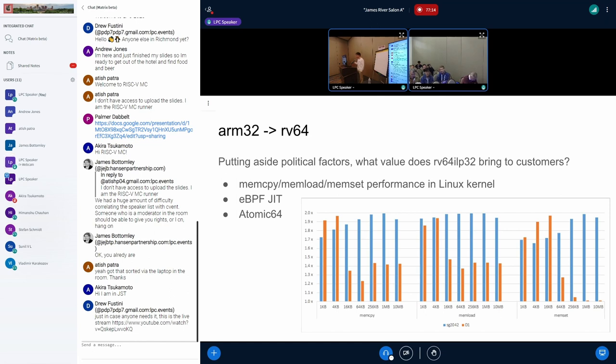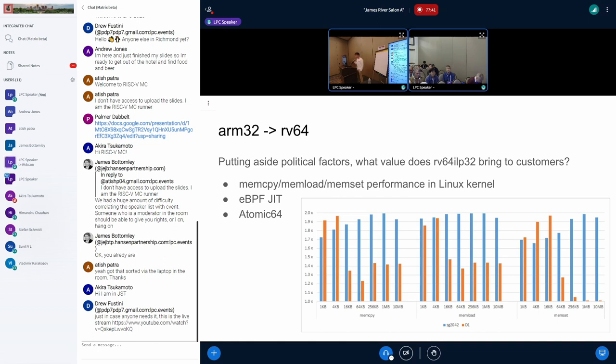Okay, so here we try to convince our customers to change from ARM32 to RV64 because they constantly used ILP32 before, and we tell them that ILP32 could run on RISC-V 64 properly. So if you use ILP32 to run properly, then they would try to move to RV64, mostly because of the memory footprint.